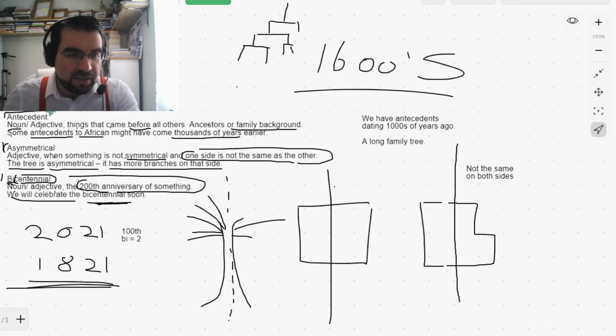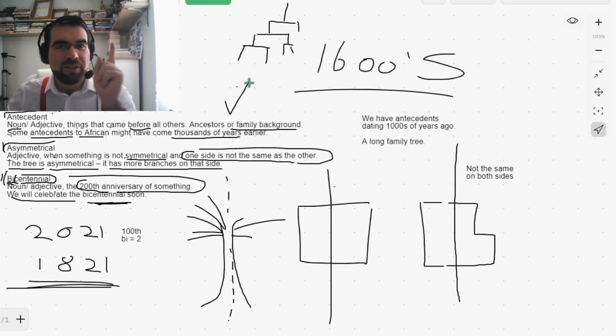So antecedent, asymmetrical, bicentennial. Oops. How cool is that, language explorers? Let's keep exploring.